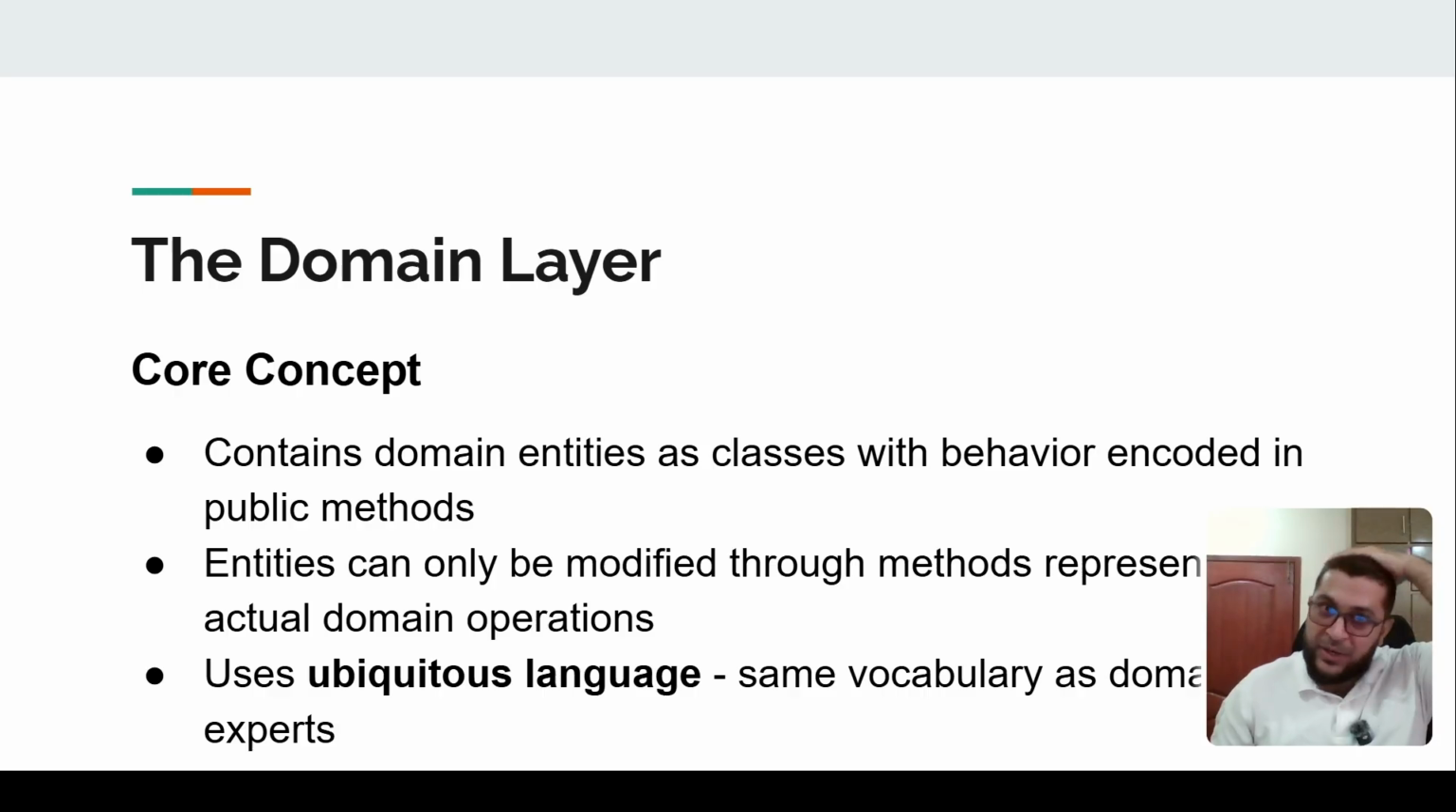Now, next we will cover the domain layer of the onion architecture. The core concept is that it contains domain entities, like classes with behavior encoded with public methods, and an entity can only be defined through methods representing actual domain operations. You can think of it as domain-driven design. We will focus mainly on domain-driven design. It also uses an unambiguous language, and the business team will follow the same language. So this is called unambiguous language.